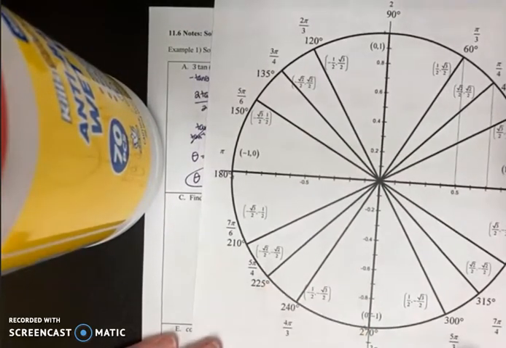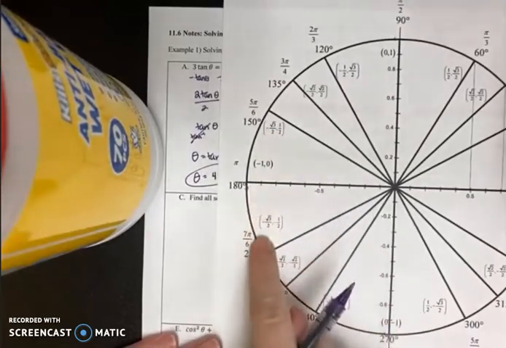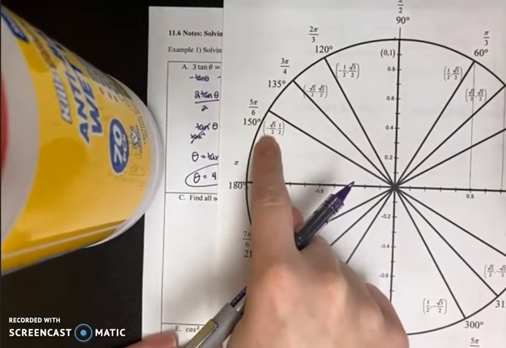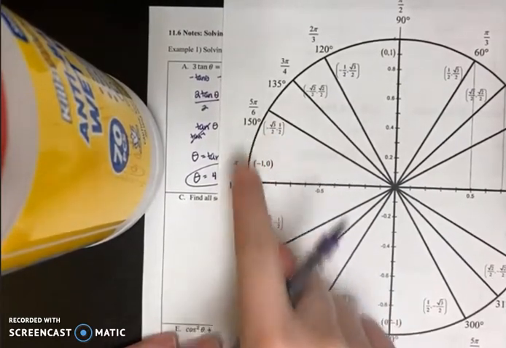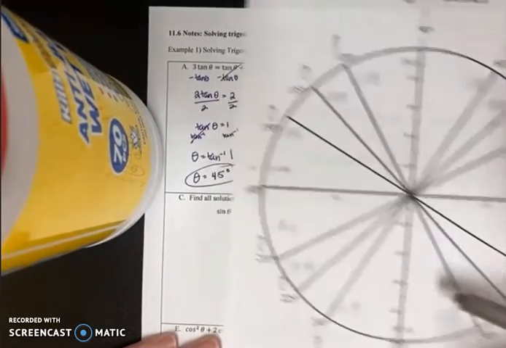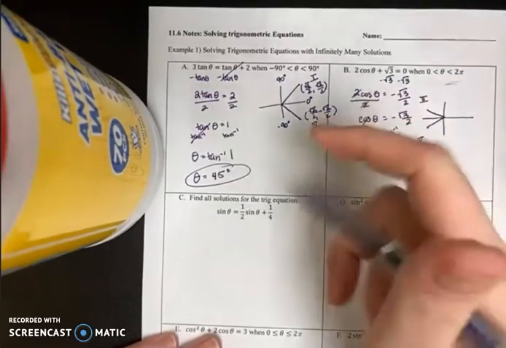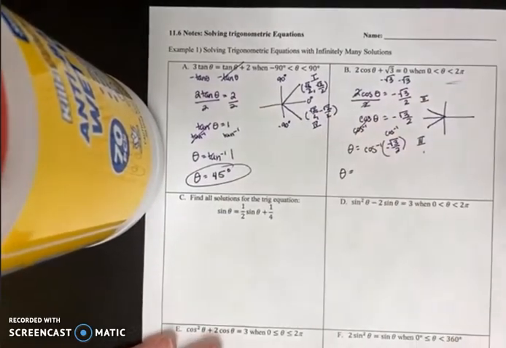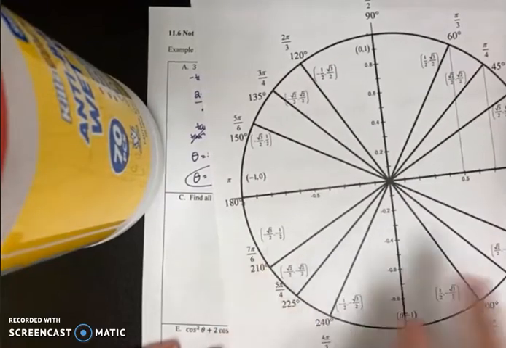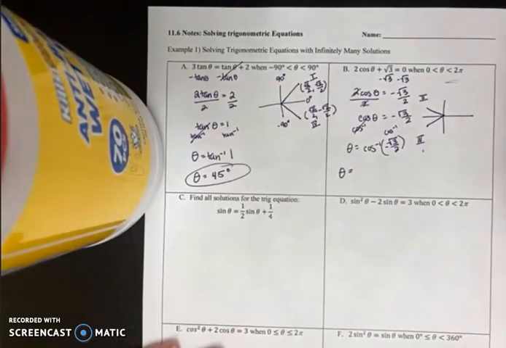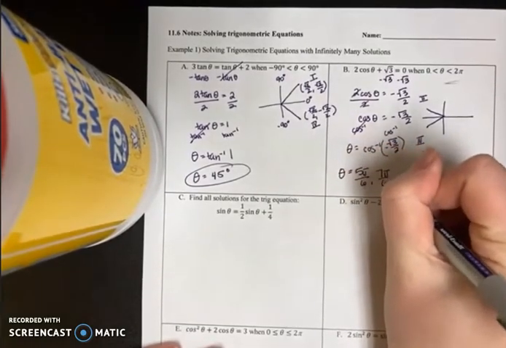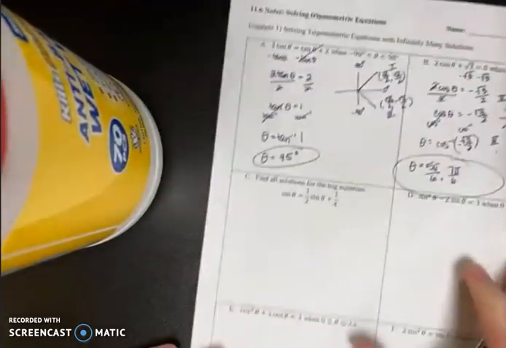Or you could look at your unit circle. We can see here I have a negative root 3 over 2, negative root 3 over 2, and that's at these angle measurements here. Now, the interval was in radians, so I want to write my answer in radians. That'd be 5 pi over 6, 7 pi over 6. Let's try the next one.